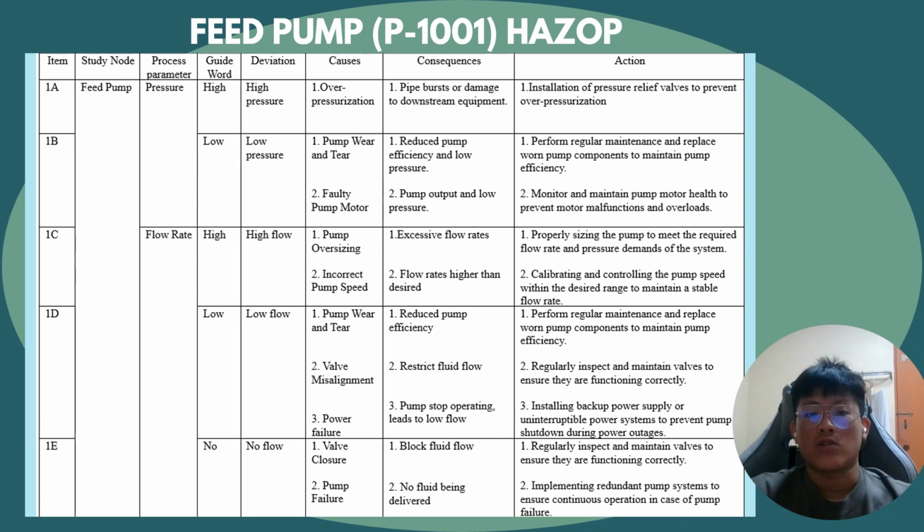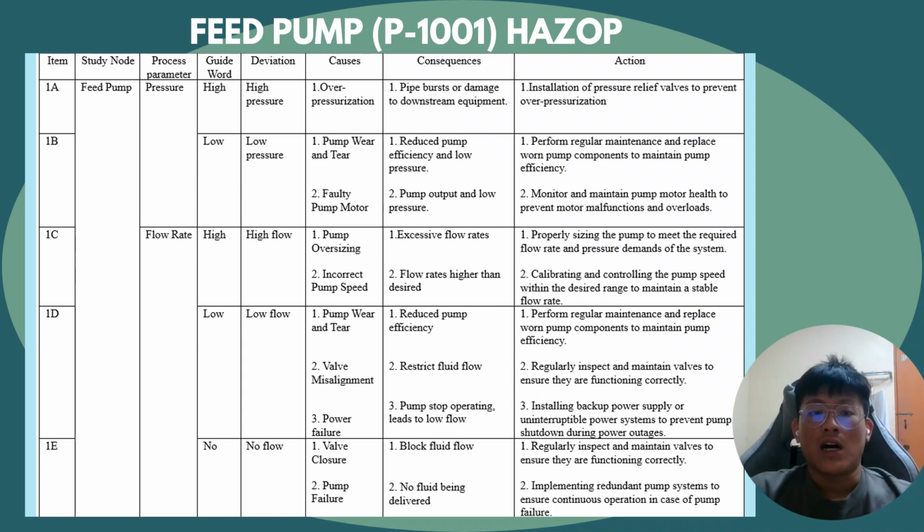The hazard analysis also focused on low flow rate situations, recognizing issues like pump wear, valve misalignment, and power failures as factors contributing to reduced pump efficiency, restricted fluid flow, and pump stoppage, respectively. To prevent these issues, the study emphasized regular maintenance of pumps and valves, as well as implementing backup power supply or uninterruptible power systems to prevent complete flow stoppage during power outages.